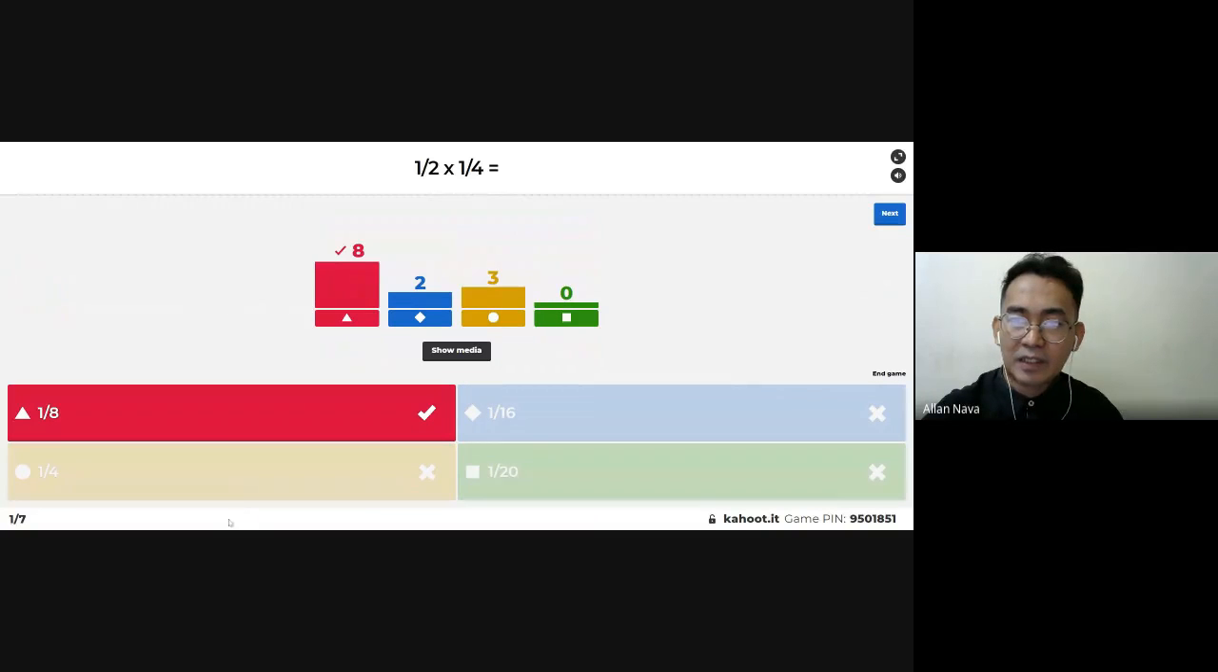Okay, so the correct answer is, yes, the red one. That is 1/8. I'm wondering why someone answered 1/16, the blue one. You multiply numerator to numerator, 1 times 1, and then denominator to denominator, 2 times 4. So 1 times 1 is 1, 2 times 4 is 8. So the answer should be 1/8.